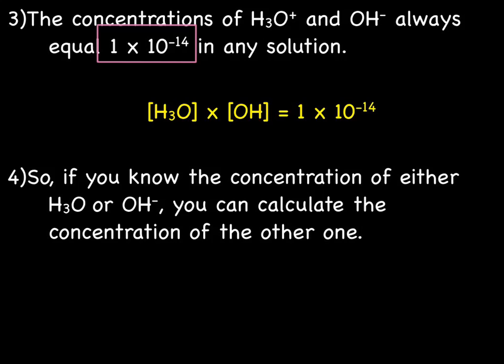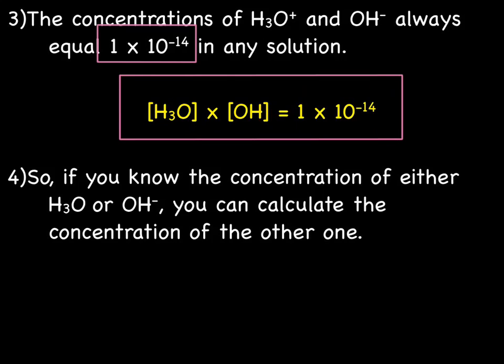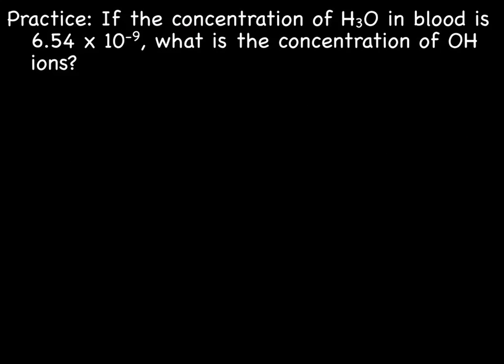So that leads us to this formula here. The concentration, remember the brackets here? Brackets mean concentration of something, okay? So the concentration of H3O times the concentration of OH in any solution equals 1 times 10 to the negative 14th, which means if you know the concentration of either H3O or OH, you can calculate the concentration of the other one. So now let's try that.